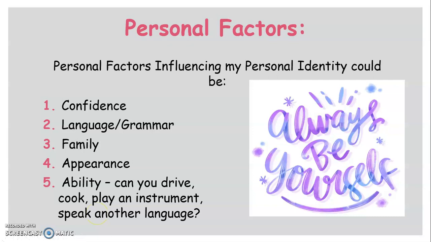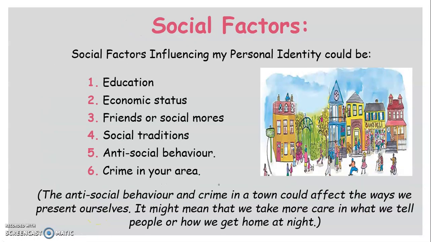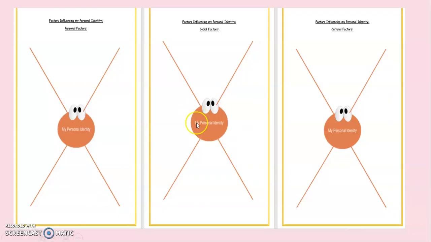Okay. Now, social factors. So social factors influencing my personal identity could be education, economic status, friends or social mores, social traditions, antisocial behaviour, or crime in your area. So the antisocial behaviour and crime in a town could affect the way we present ourselves. It might mean that we might take more care in what we tell people or how we get home at night. So, if we look again, this is the second page. We can choose 4 and we can put 1 here, 1 here, 1 here, and 1 here.